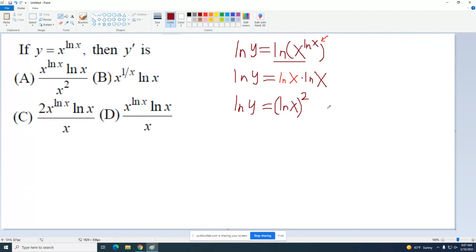And then we will differentiate both sides of the equation. If we differentiate the left side, what do we have? Y prime over y, because y is a function, so we have y prime over y.